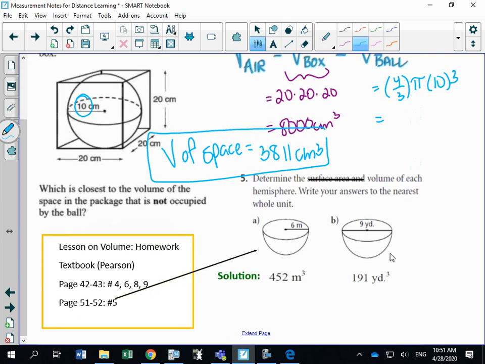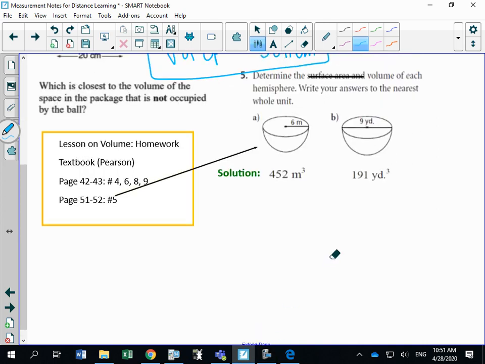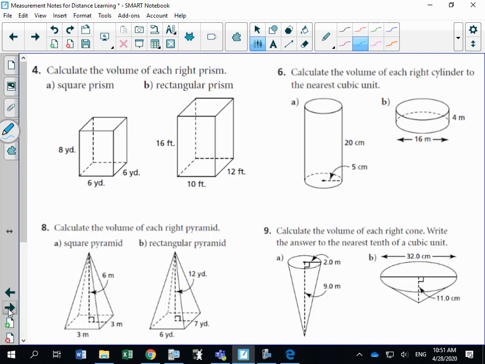Just to go through the homework. So I want you to do lesson 5 or question 5, which is this one right here. Determine the volume of each hemisphere. So remember, use your formula for volume of a sphere, divide that number by 2, and you're done. Going to this page, calculate the volume of each right prism. So this should be nice and easy. Length times width times height.